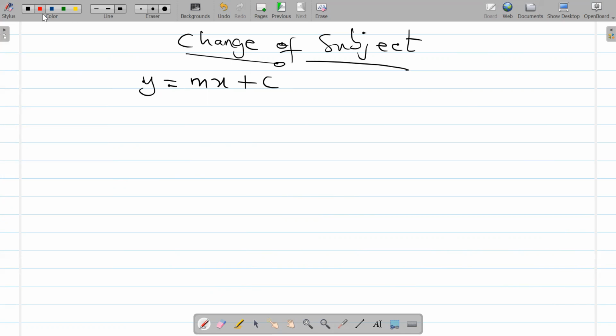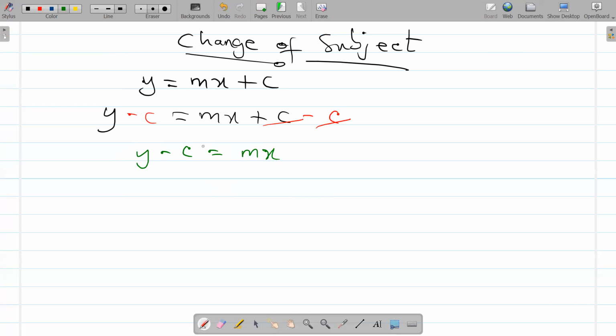So subtract. Okay, so it's going to be y. This is c, so we need to subtract c from both sides to take care of this. Yes. So y minus c is equal to mx plus c minus c. Okay, so c minus c would take care of itself. We will eventually get y minus c is equal to what? y minus mx.